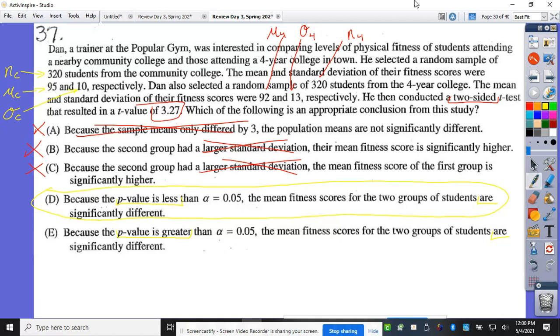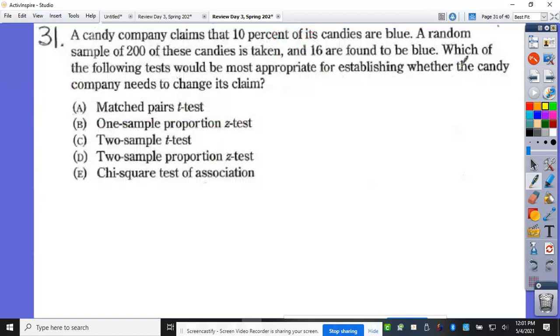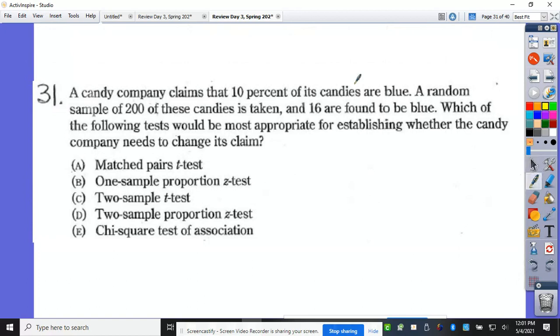Last 10. All right, 31. This one, I think people got confused because they made an association that they should not have. A candy company claims that 10% of its candies are blue. So we're considering blue to be success. And this is the probability of that success.